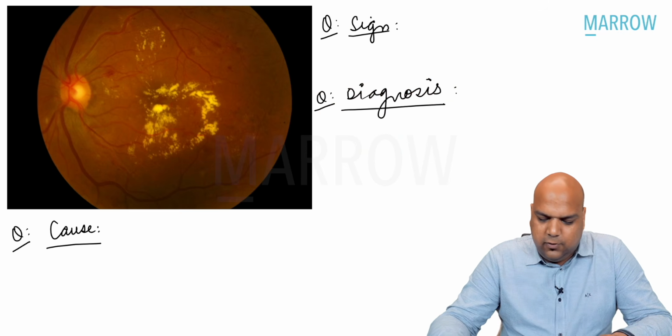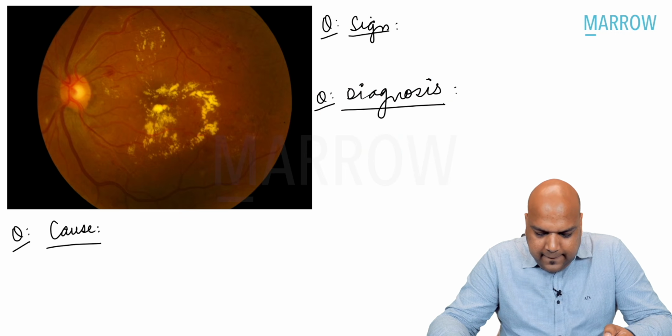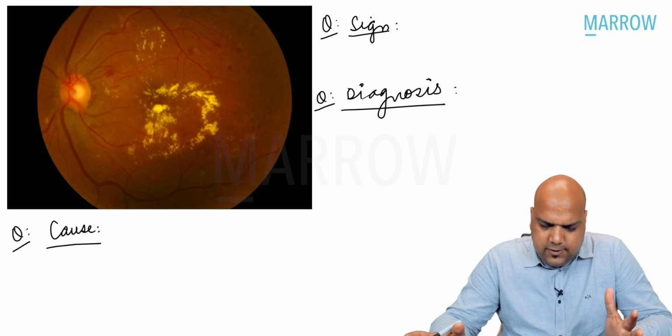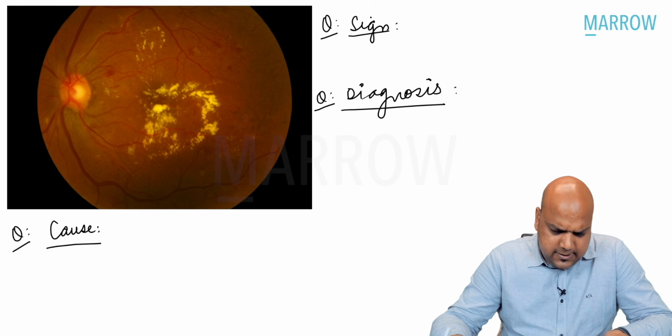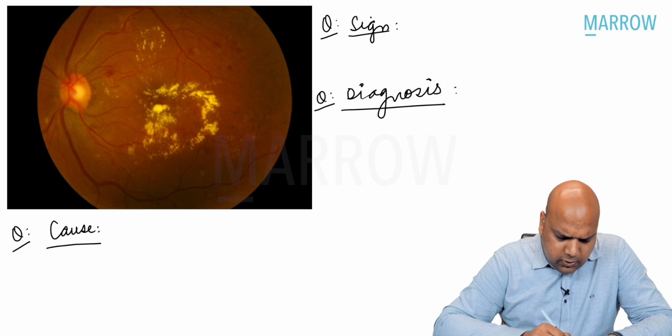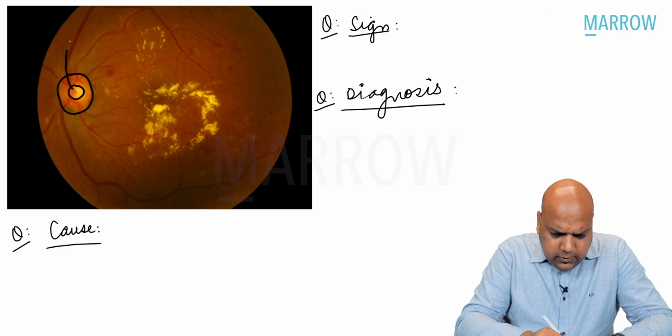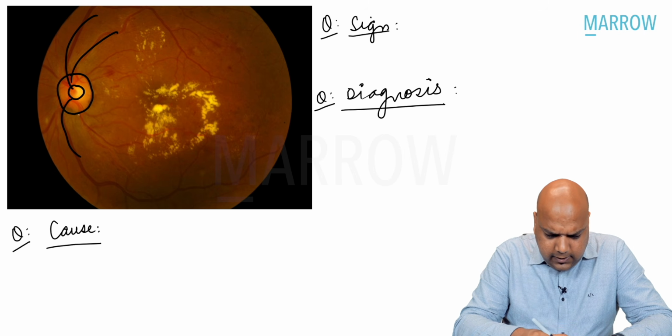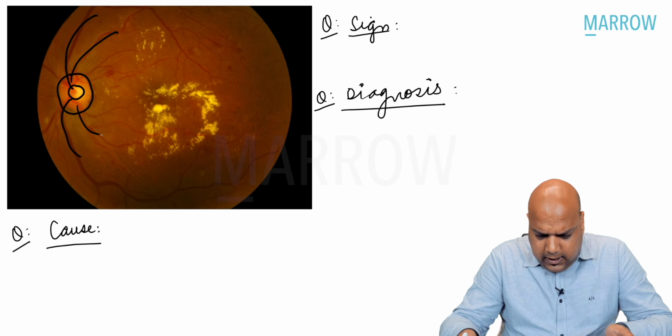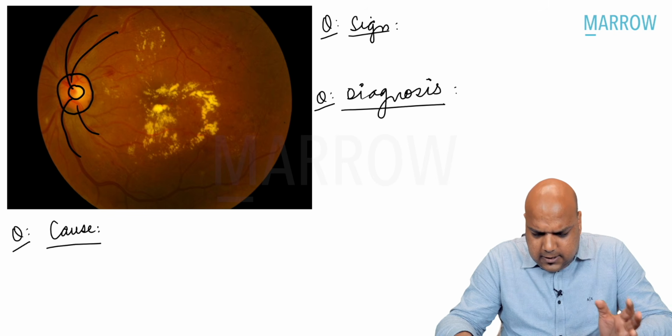Right? Now, moving on to the next image. Again, a fundus image. They've asked us what is the sign and then what is the diagnosis and causes. So sign, first of all, what can I see? I'm looking at the optic disc. I think the optic disc looks more or less normal to me. I don't see any defect. The optic cup is also normal. The blood vessels are normal. They are going out normally. The artery and the vein. And I see the macula.